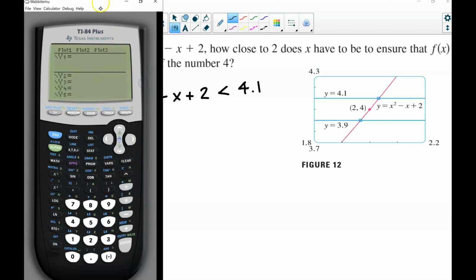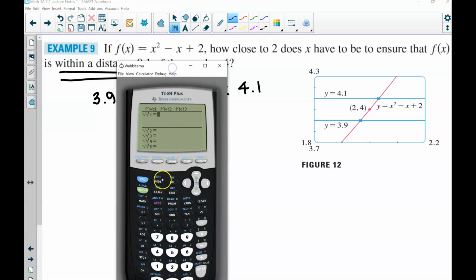Okay, so we're going to put in the function x squared minus x plus 2. Then we're going to create our lines. So we have y equals 4.1, that's our horizontal line above that point, and then the horizontal line below that is 3.9. We also want to set a window so that we can see what's happening, because if we graph this right now, we don't get that clear a picture. So now we have to use our window and set our viewing rectangle.